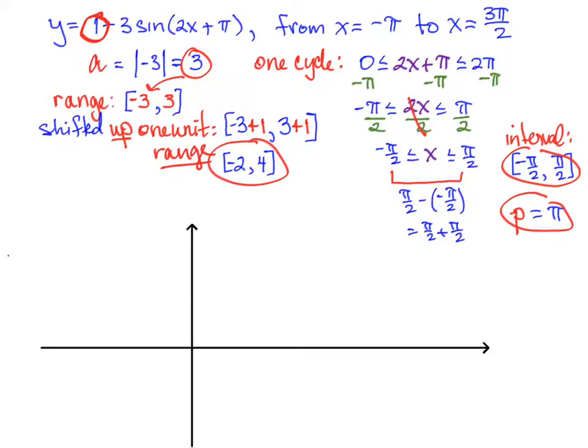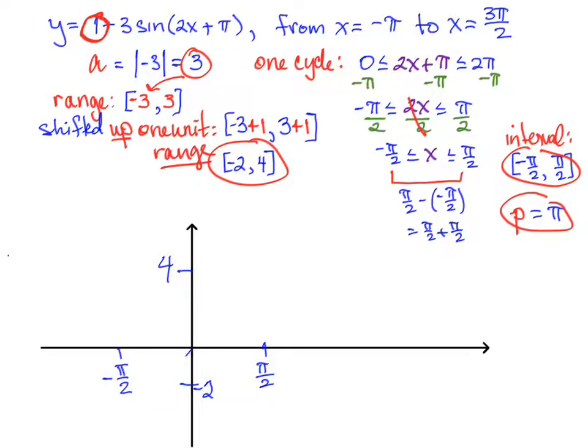Now we're going to start labeling the axes with the information we've gathered, and we're just going to start with one cycle. So we're going to go from negative pi over 2 to positive pi over 2, and remember, we're going to go up to positive 4 and down as low as negative 2. The new range is negative 2 to positive 4.